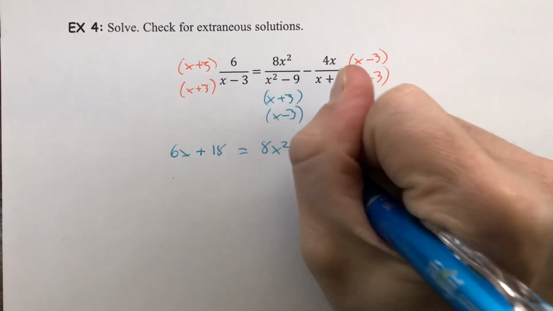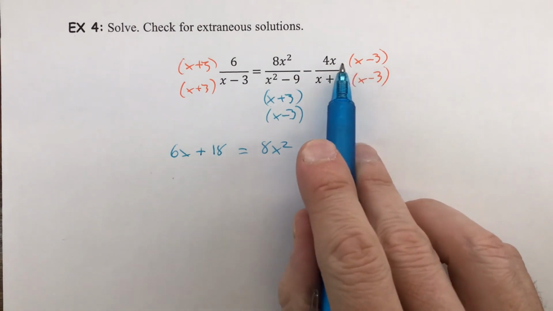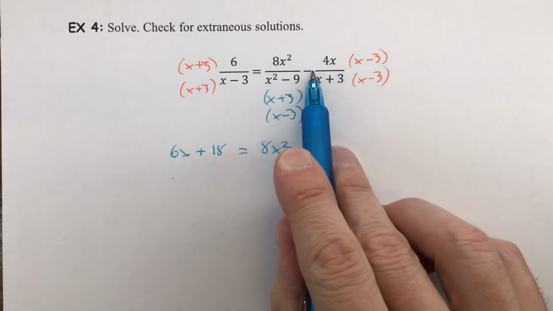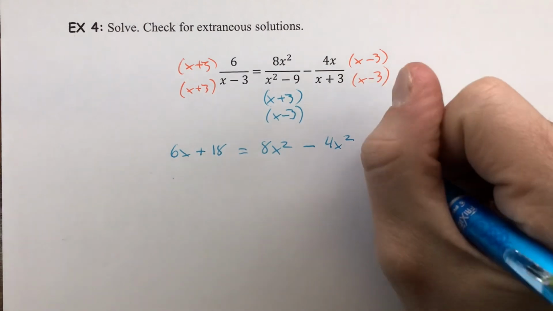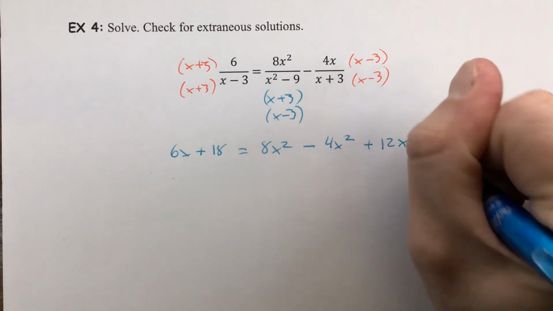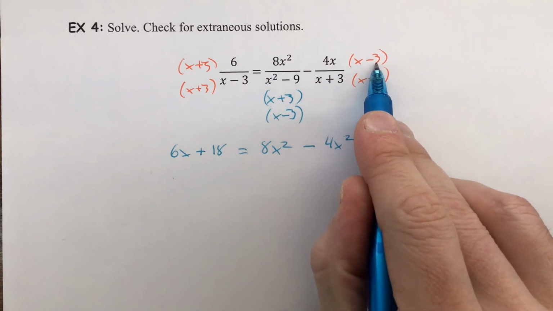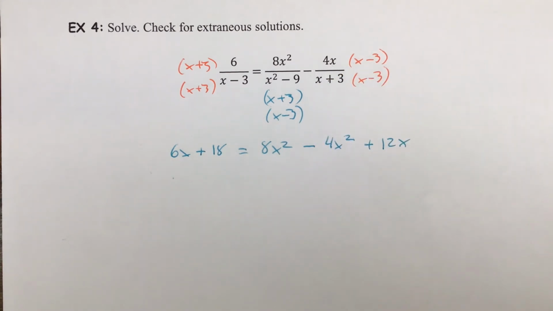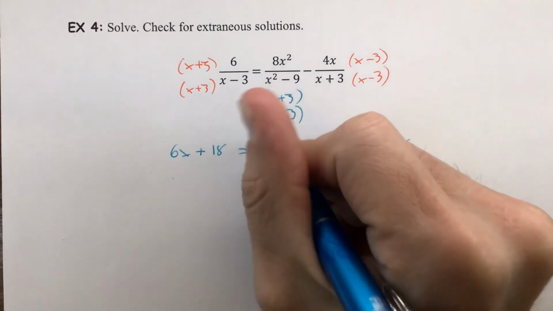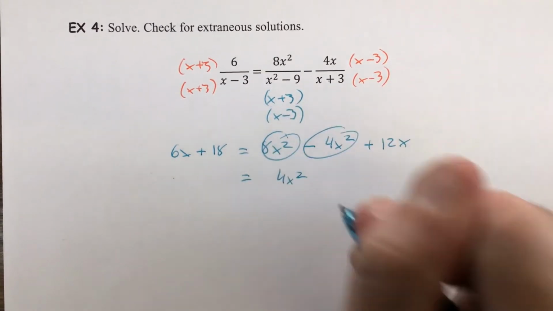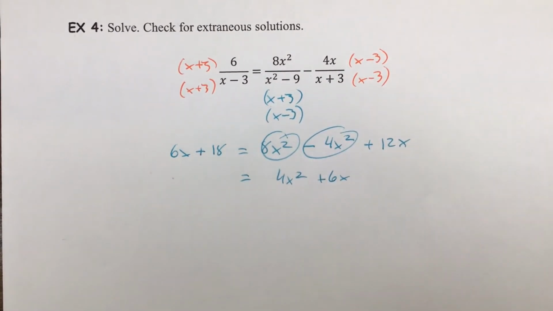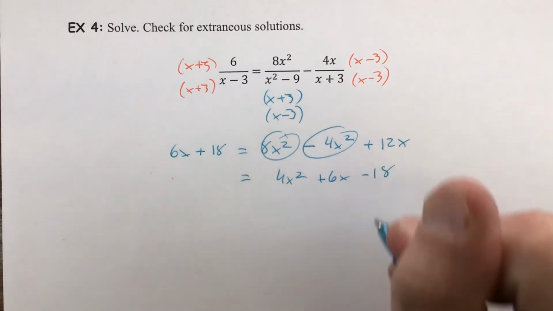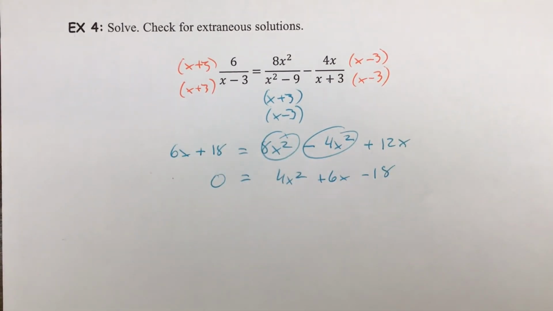We get 8x squared minus, and here we want to be careful. This is going to distribute in. We can think of distributing a negative 4x into this. So we're going to get negative 4x squared. You're also going to get a positive 12x. Negative 4x times negative 3 is positive 12x. And again here, we have a quadratic. So let's group everything together. These will group to give you 4x squared. We've got the 12x, but we're going to subtract this over. So we get 6x. The 18 becomes negative 18. We set things equal to 0.